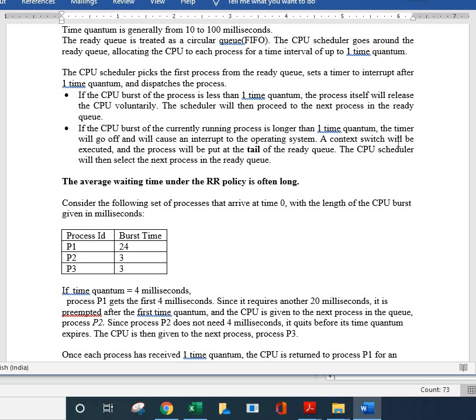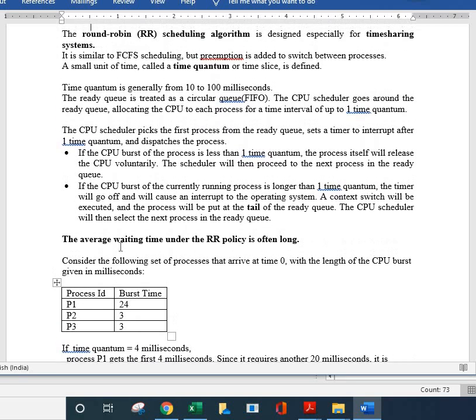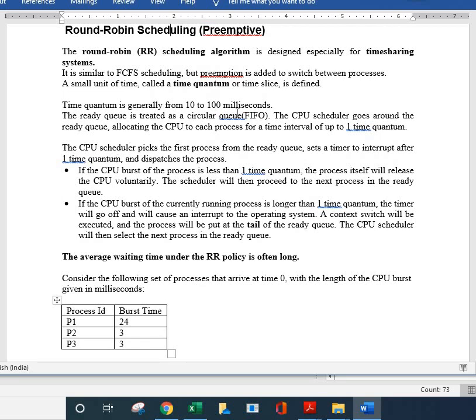So the context switch also needs to take place, which is obviously time consuming in order to do the context switching from one process to another, and the same process will be placed at the tail of the ready queue. So here in case of round robin scheduling, the ready queue is maintained in the form of a FIFO, which is a circular queue, circular FIFO queue.